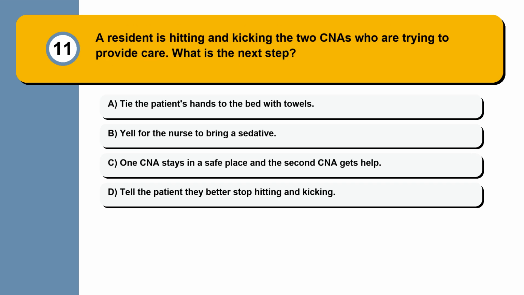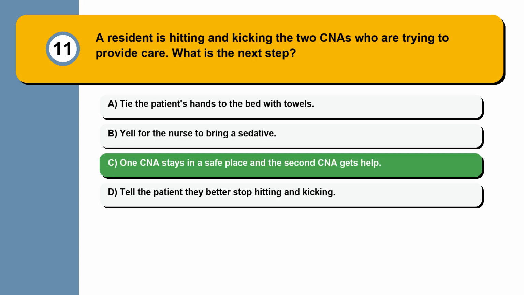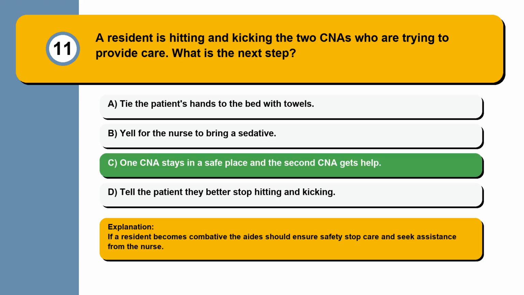Question 11. A resident is hitting and kicking the two CNAs who are trying to provide care. What is the next step? Tie the patient's hands to the bed with towels. Yell for the nurse to bring a sedative. One CNA stays in a safe place and the second CNA gets help. Tell the patient they better stop hitting and kicking. If a resident becomes combative, the aide should ensure safety, stop care, and seek assistance from the nurse.